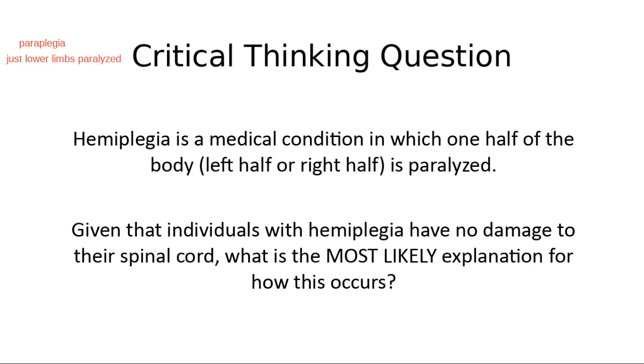In paraplegia, a person has lost the ability to control their lower limbs. Yeah, they're going to be confined to a wheelchair. They're not going to be able to walk or move those limbs. The next kind of paralysis that a person can have is called quadriplegia. And quadriplegia has quad in it, meaning 4. So quadriplegia, upper and lower limbs paralyzed.